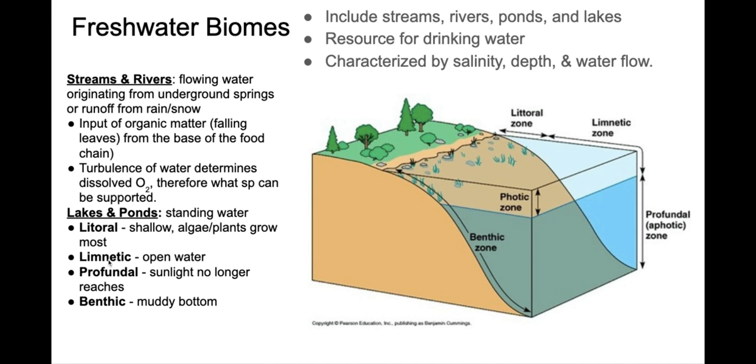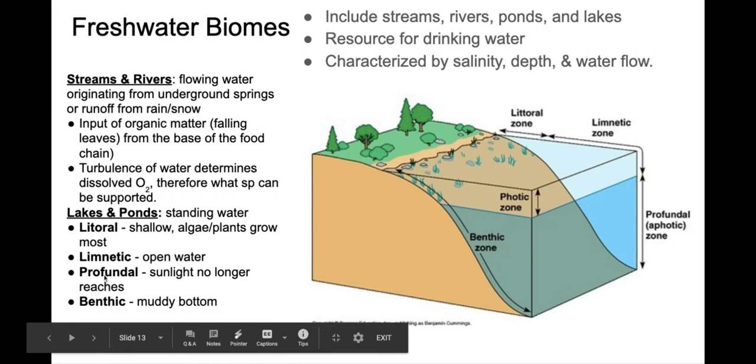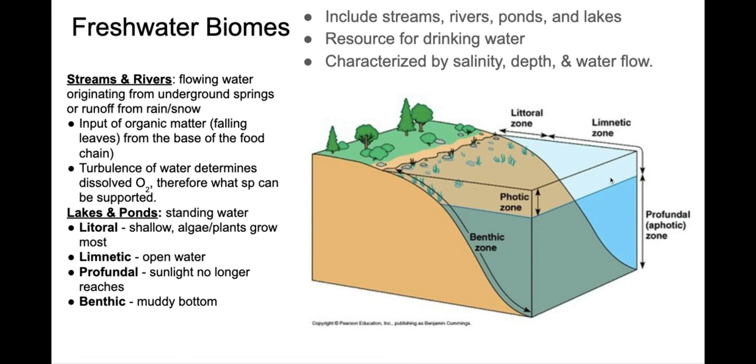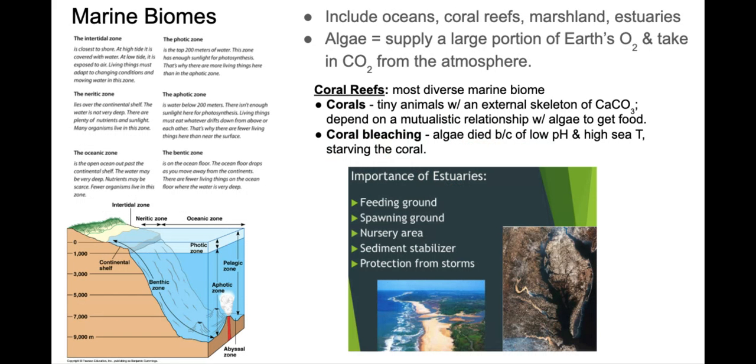Now, the lakes and the ponds are standing water. Again, you have the four areas: littoral, limnetic, profundal, actually. So profundal is going to involve all of these areas, and benthic. So littoral, limnetic, profundal, and benthic. So forget about the photic for now, but again, photic means where the light reaches.